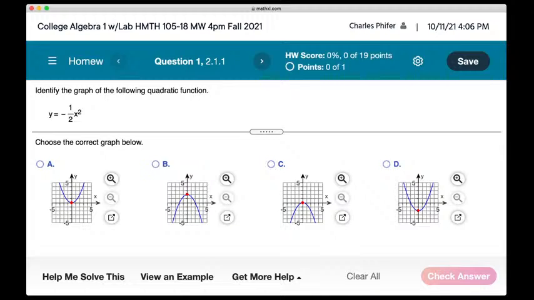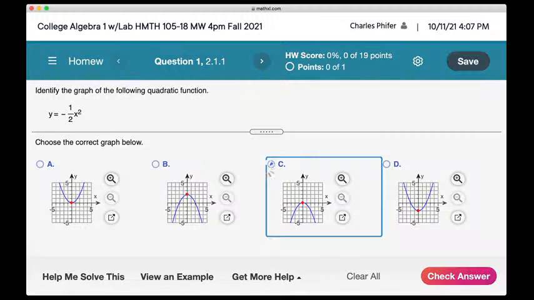It can't be A or D because they're opening the wrong way. And then B looks like it moved up, which is, we didn't move up or down or anything. We just flipped it top to bottom. So the only one that looks proper is C. That's using transformations from chapter 1.